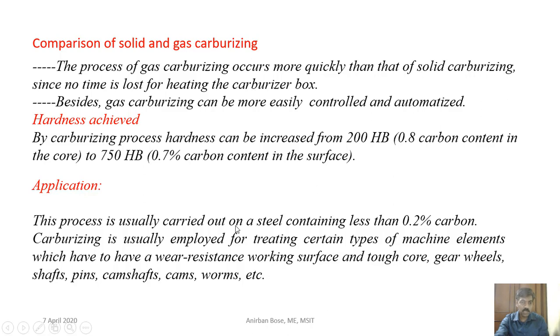Application. This process is usually carried out on steel containing less than 0.2% carbon, and carburizing is usually employed for treating certain types of machine elements like gear wheels, shaft pins, camshafts, cam worms, etc.